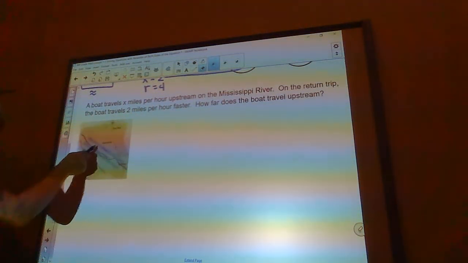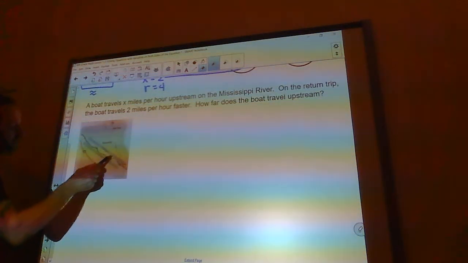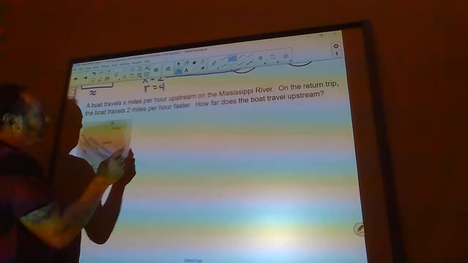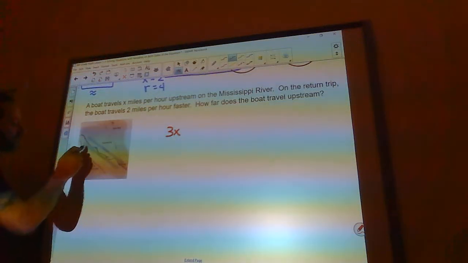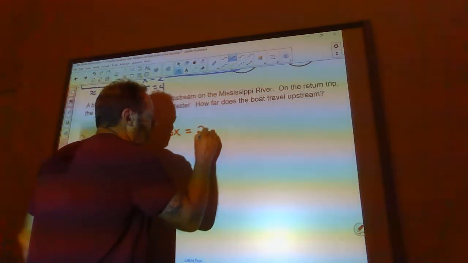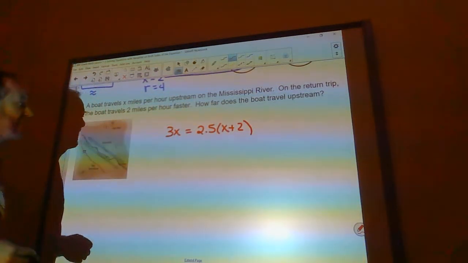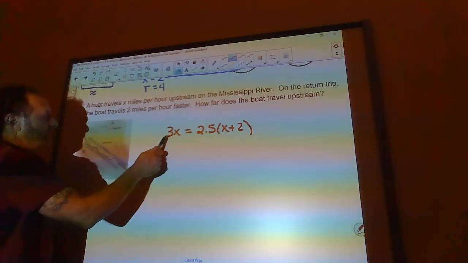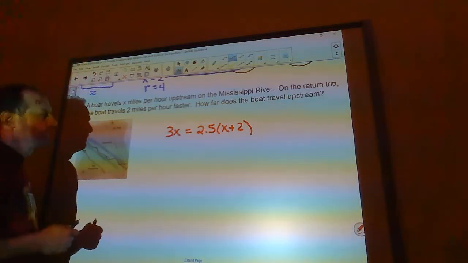So here we have some stuff in the picture. Always look at the pictures here. It's got some information. It says it went 3 hours one direction. Okay, so it went 3 hours upstream, 3 times X, there we go. Then it took 2.5 hours to come back downstream. So this equals 2.5 times X plus 2, because it went faster. So remember, X is in miles per hour. It went 3 hours, so that'll figure out how far it went.